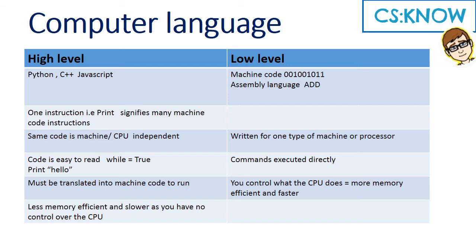So for most people, high-level programming languages are appropriate. We don't talk in machine language. But if you want to be more memory efficient, you want to work directly with the CPU, then you've got to learn a low-level language, okay, or machine code.